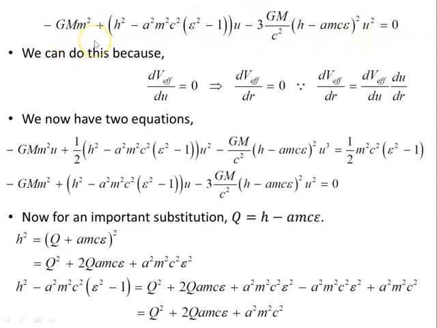Okay, well, why can we do this? What was the point of that? Well, setting the derivative of the effective potential with respect to u equal to 0, that's what we've got here, implies that dV/dr, the derivative of the effective potential with respect to r, is 0, because from the chain rule, dV/dr is dV/du times du/dr. So if dV/du is 0, then so is dV/dr.